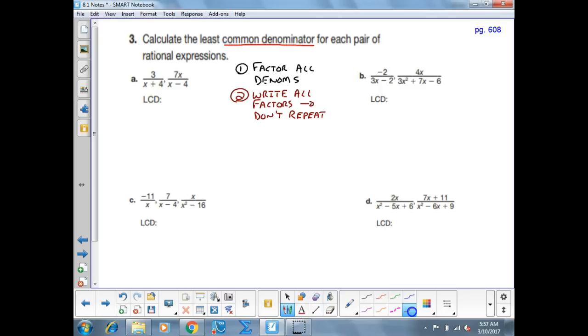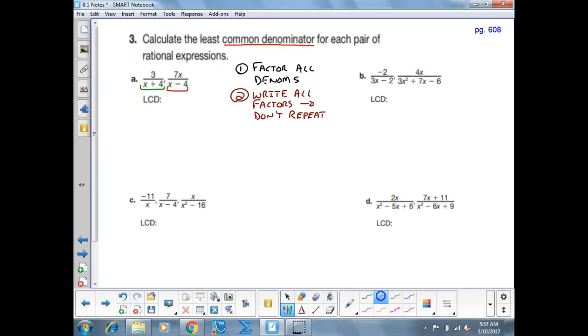For instance, in A, I'm looking here at x plus 4. It's factored. Then I'm looking at x minus 4. It's factored. So step number 1, I have factored all of my denominators.